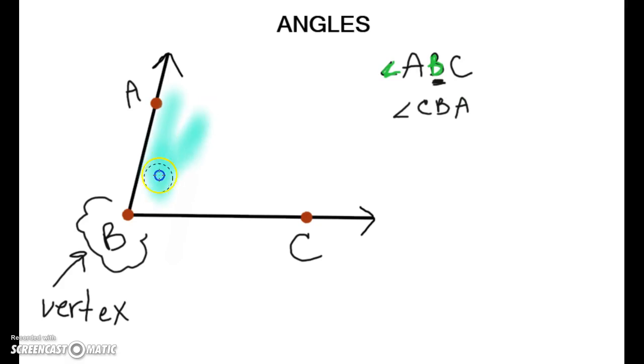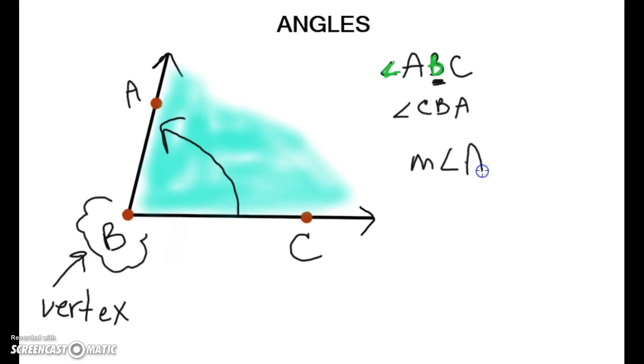Now, this region that I'm shading in here in the picture is the interior region of the angle. It is bordered by the two rays that make up the angle. When we are talking about an angle's measure, we're talking about the number of degrees in that shaded interior region. For this particular angle, you can tell it's less than 90 degrees. I could say that the measure of angle ABC, if I measured it with a protractor, quite likely might be 86 degrees.